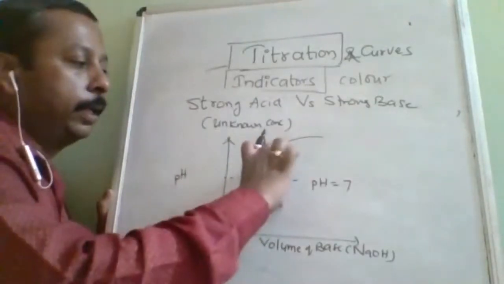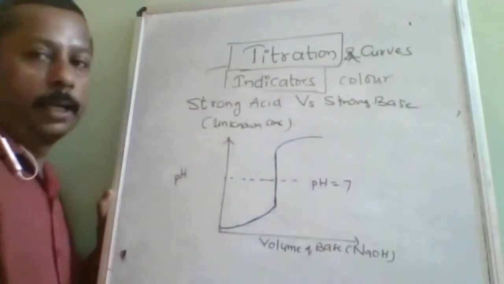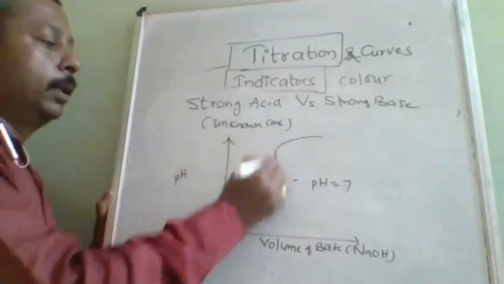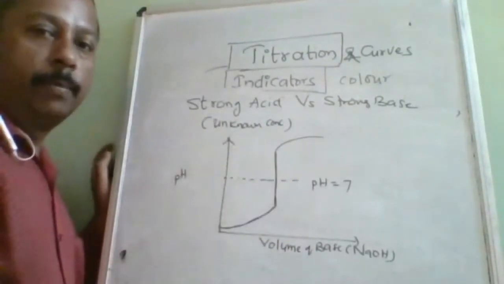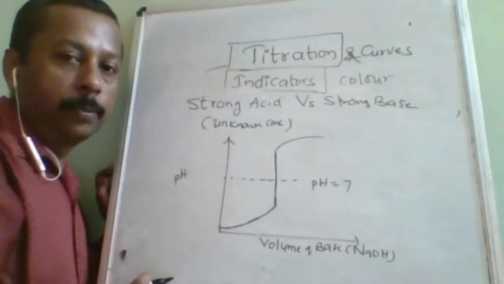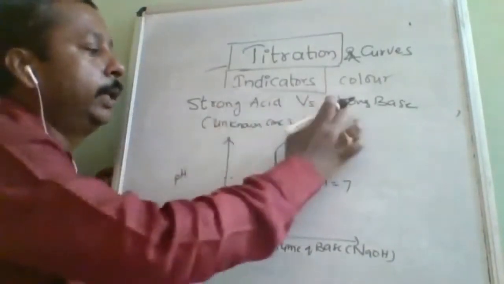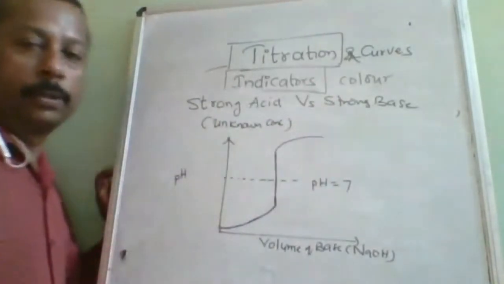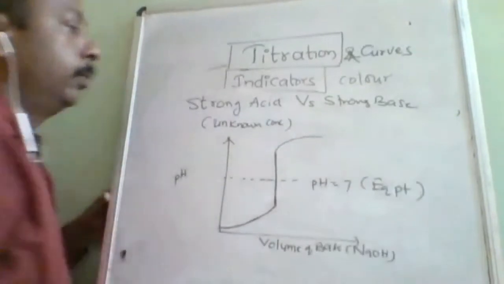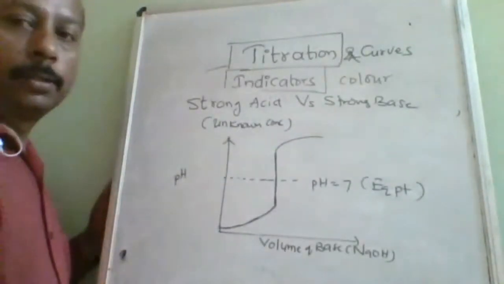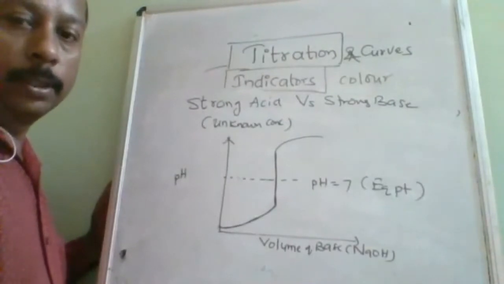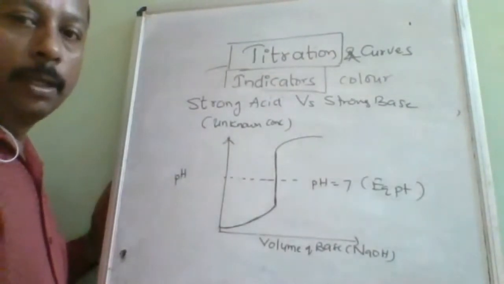This straightness shows the strength of the acid and base. Here both are strong, so this length will be the highest, and the midpoint of the straight line will give you the equivalence point. Both are equally strong, so pH will be equal to 7. This is called the equivalence point, for strong acid and strong base. I think now everybody understood. Any doubt about this? There should not be any doubt.